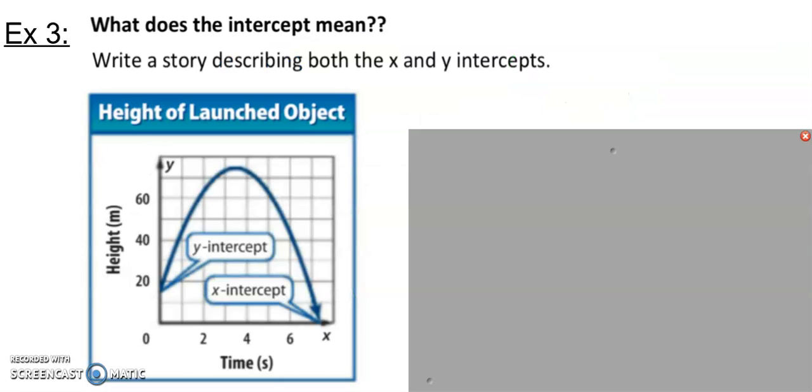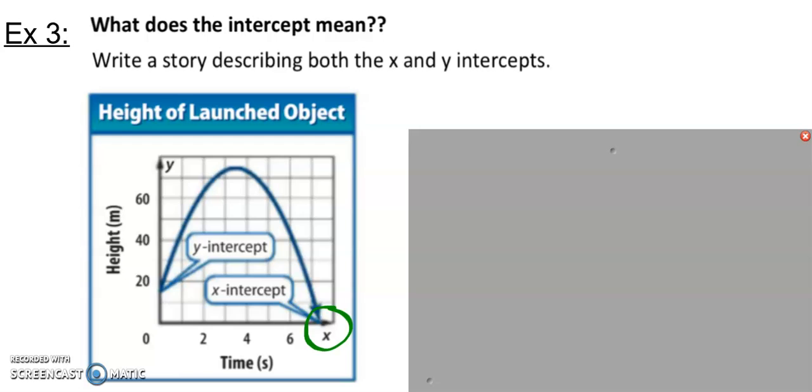Example 3, we are going to interpret what the intercepts mean. So here we have a graph depicting the height of a launched object. So let's start by first circling the x-intercept and boxing the y-intercept. So here is my x-intercept, and I want to make a guesstimate of what that ordered pair is. It's past 7. Past 6. I'm going to say it's about 7.